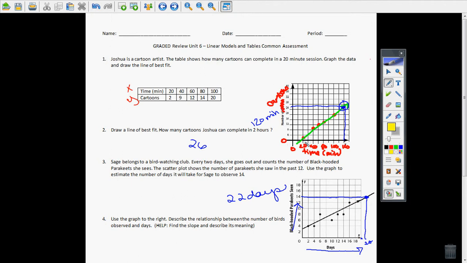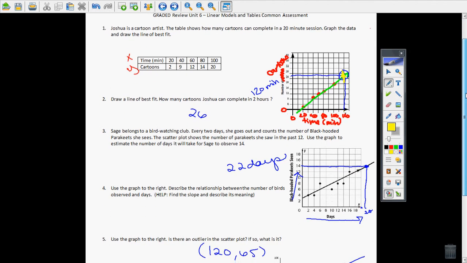And then for number two, it has us draw a line of best fit. So you can see in green where I drew my line of best fit. It says, how many can you draw in 2 hours? Remember, 2 hours is 120 minutes. So here's 120 minutes, which hits this point right here, which is about 24, 26. It kind of depends on where your line of best fit is, but as long as you got in that range, you're okay. I got 26, but if you got somewhere between 22 and 26, you're okay.